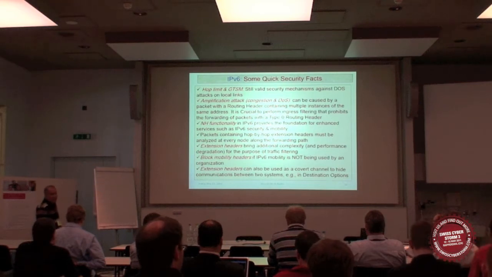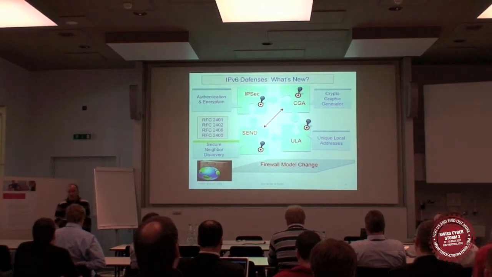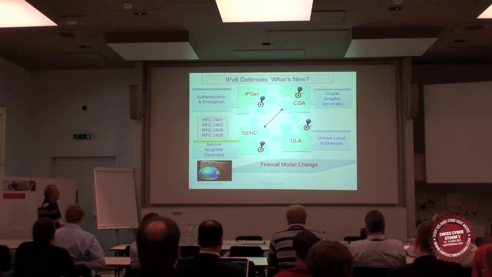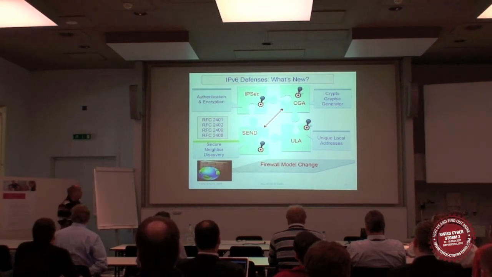Also, the extension headers, as we have seen in that example, can be used as a covert channel to provide communication between two systems. Now, what's new? This is the most important part. What is new in the IPv6 defenses? Basically, four core elements: IPsec for authentication and encryption, the cryptographically generated addresses, SEND, which is secure neighbor discovery, and the unique local addresses. Also, many believe that the firewall model should be changed from the current one. All of these are explained extensively in these requests for comments.